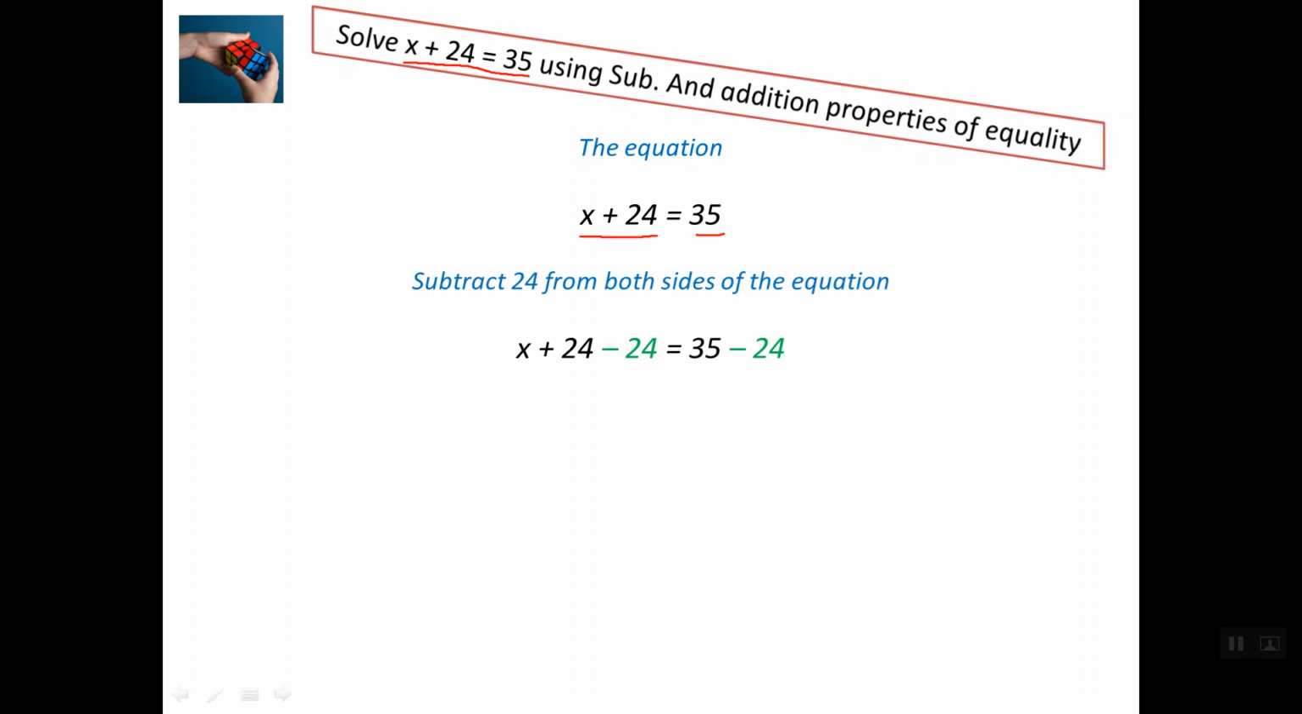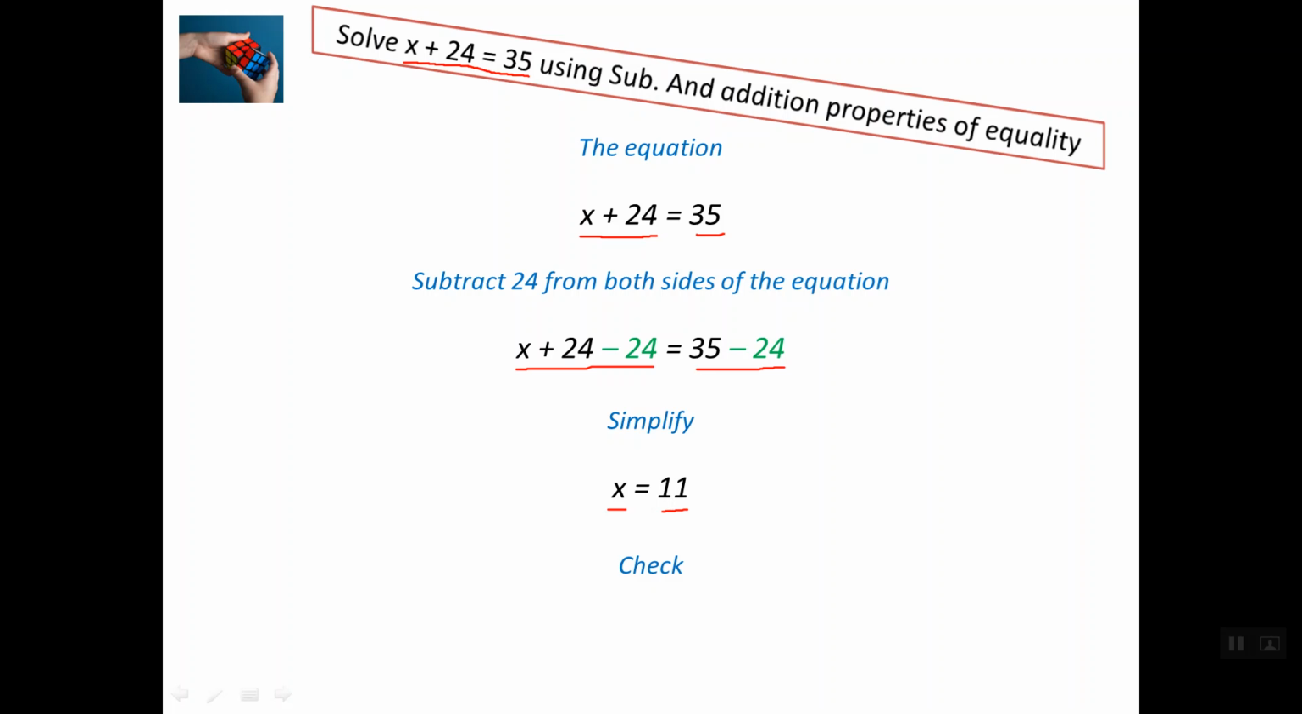So the left side becomes x plus 24 minus 24, and the right side becomes 35 minus 24. See that on the left side, the remaining will be x alone. If we simplify, we have only x on the left side, and on the right side we have 35 minus 24, which is 11. So this is the solution for the equation.